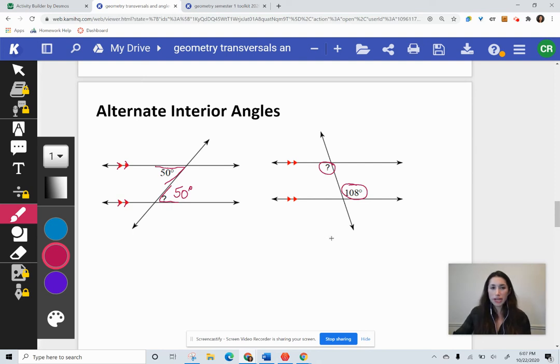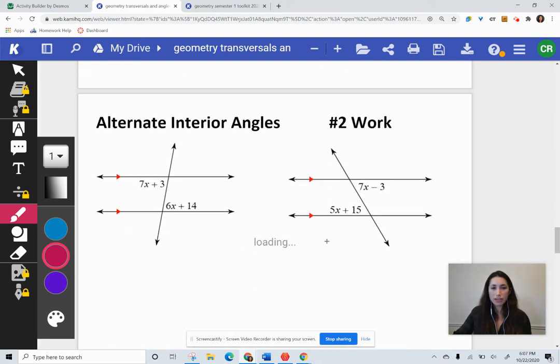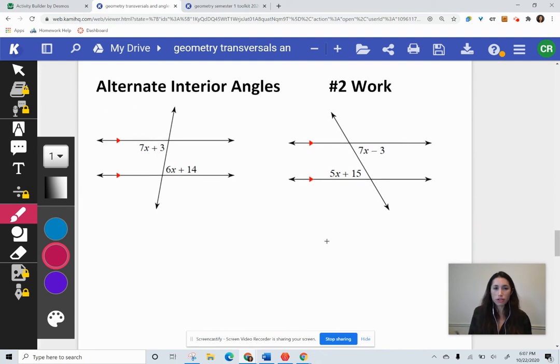Great, hopefully you put 108. Now let's actually try solving a problem that involves alternate interiors. These are alternate interior to each other, which means they are congruent. So when things are congruent, we can go ahead and put an equal sign between them, just like we did in our corresponding angles problem.